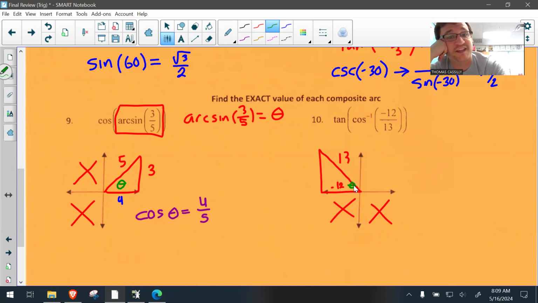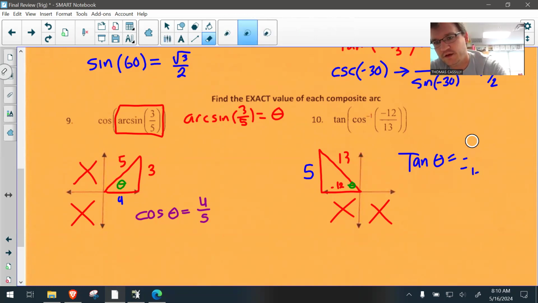And they're asking us to find the tangent. Well, in order to find the tangent, we need to use the Pythagorean theorem again, figure out this number here. And that ends up being a 5. I'll let you guys work through that one. But the tangent is the opposite over the adjacent. All right. So the tangent of theta is equal to 5 over negative 12.